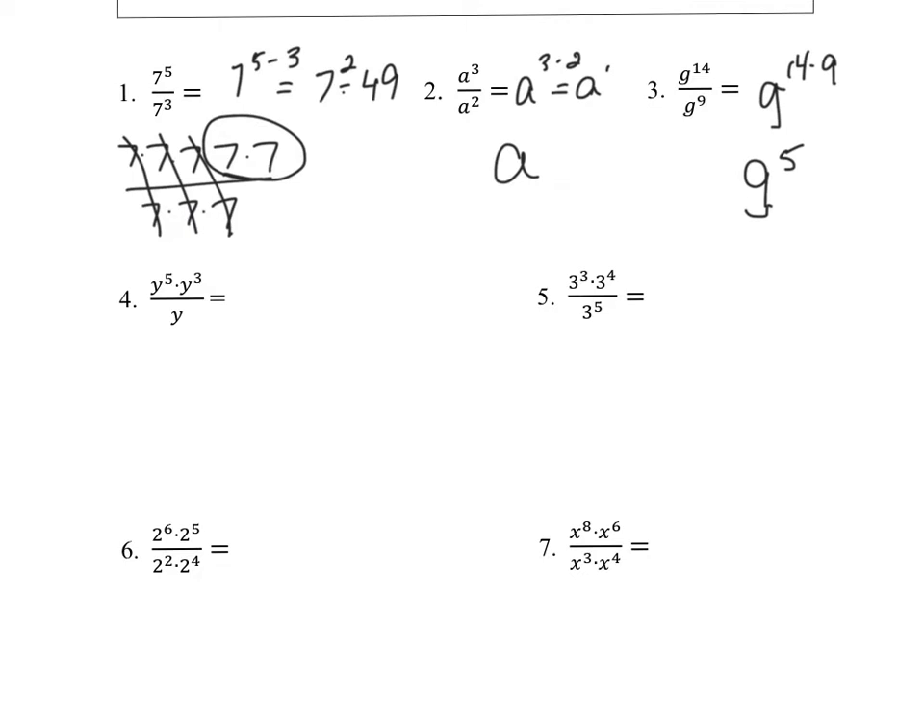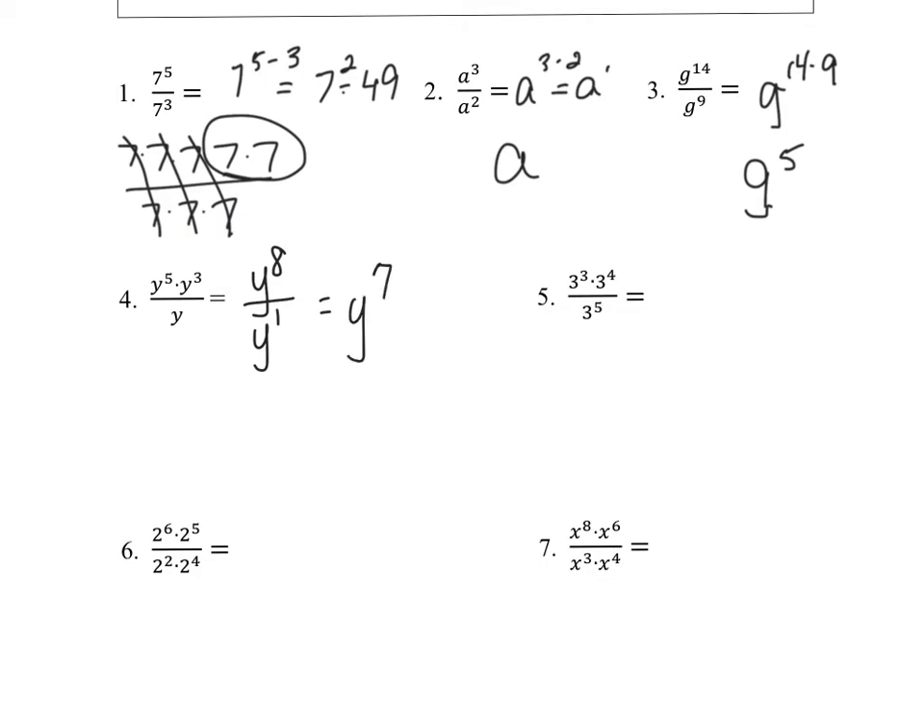If we go back 2 lessons ago, it says when you have the same base, add your exponents, because you have 5 y's and then you've got 3 more y's. So that's going to give you y to the 8th over y to the 1st. So now we say, well, it's y to the 8 minus 1, which is the same thing as y to the 7th.